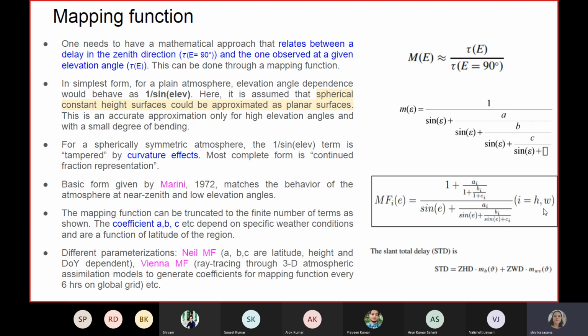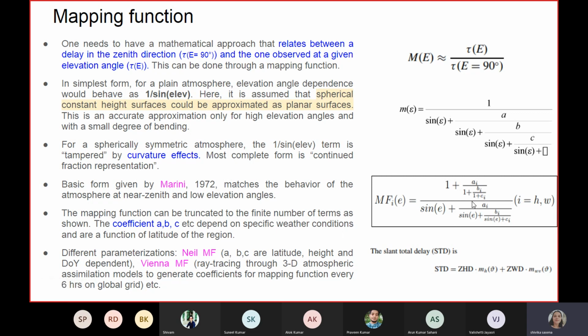Okay, so there are two components of the delay, wet and hydrostatic. So each component of the delay has to be multiplied with its own type of mapping function, as you can see in the last equation here. So slant total delay equals zenith hydrostatic delay times mapping function hydrostatic plus zenith wet delay times mapping function wet.